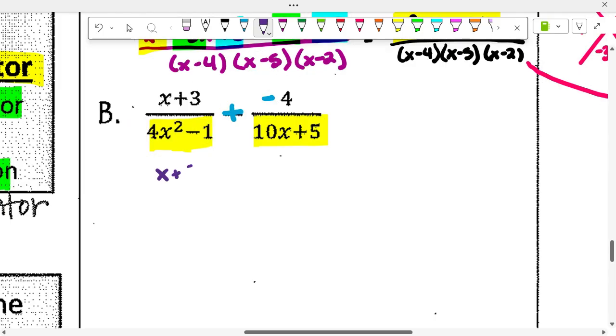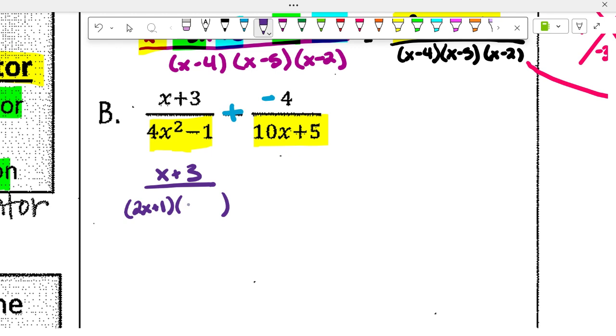So I have x plus 3. How can I factor 4x squared minus 1? Heads up, guys. Come on. I know this is not the most riveting, but we've got to get through it. What is 4x squared minus 1? It's a what? It's a difference of squares. So I take the square root of both and then separate those two square roots by pluses and minuses. So what would it be? 2x plus 1, 2x minus 1.